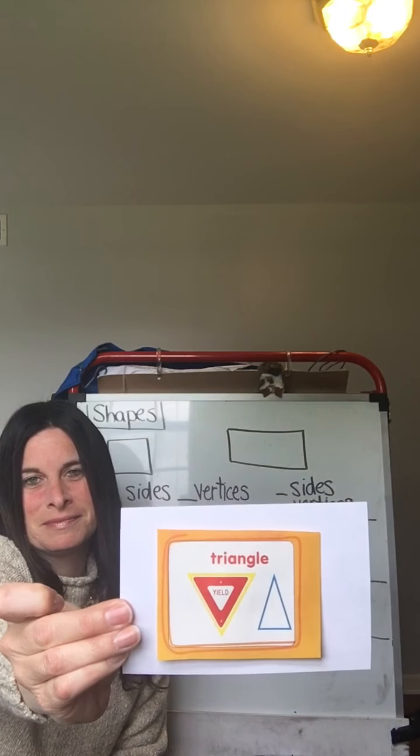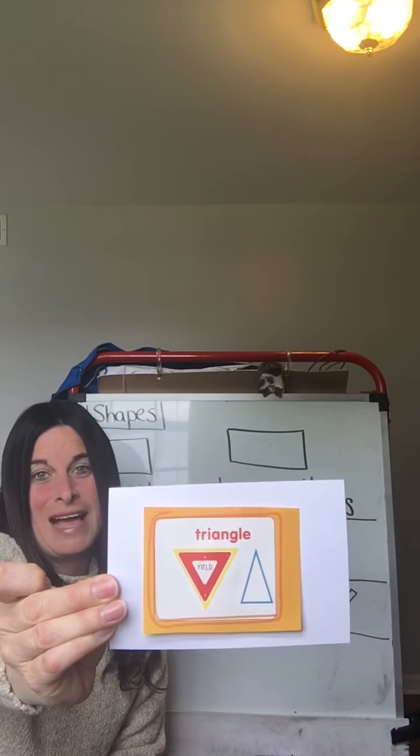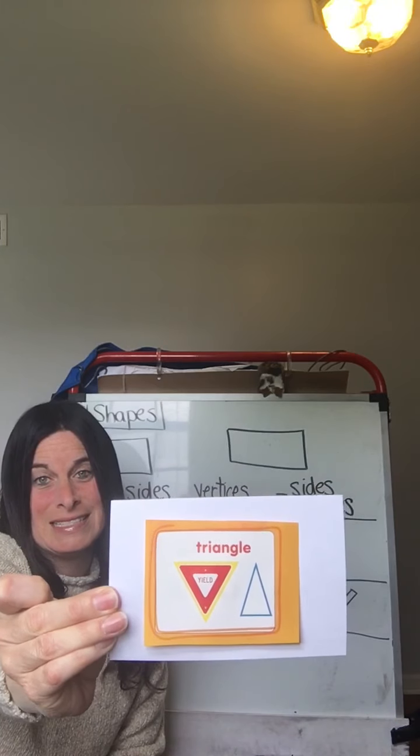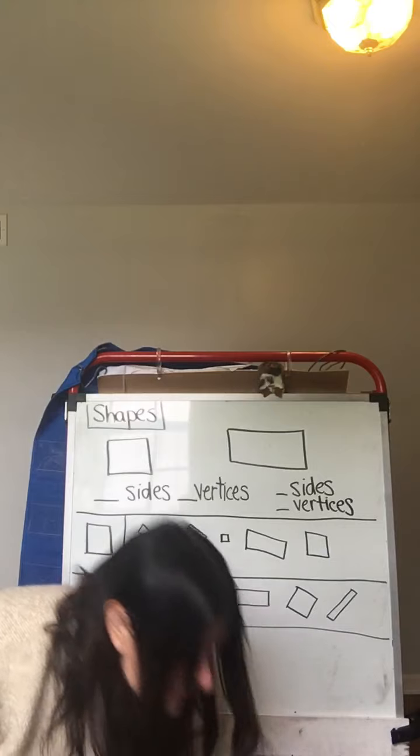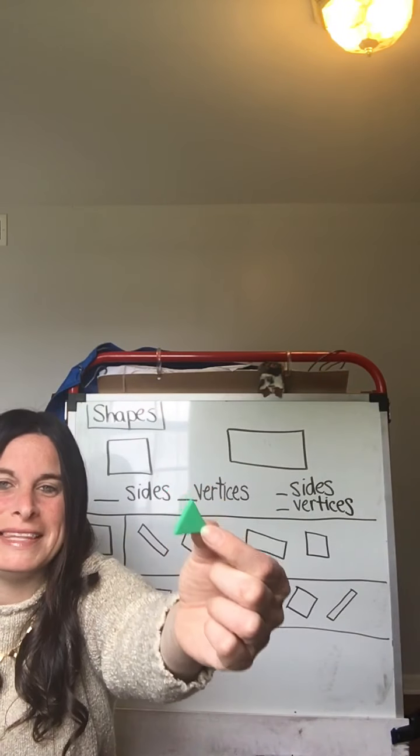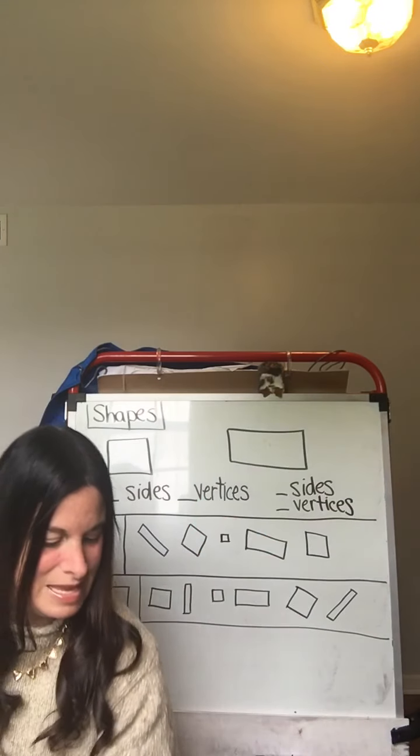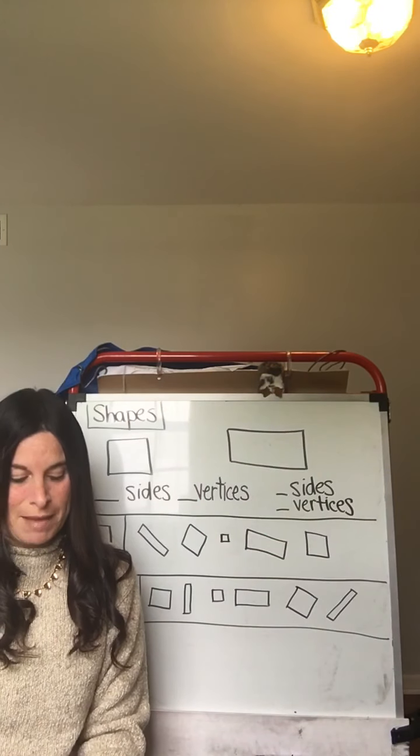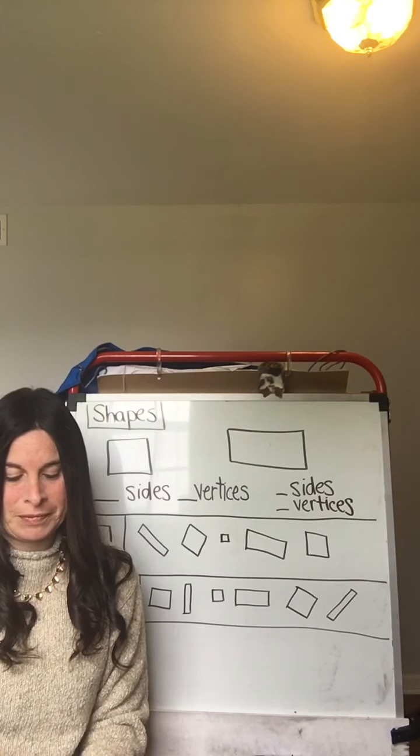Triangle. A triangle has 3 sides. Here is an example of my little 2D triangle. Here are some other vocabulary words that you are going to hear in this chapter.